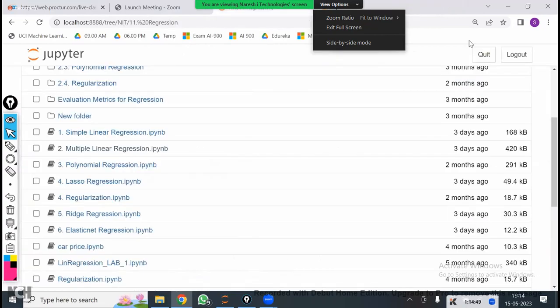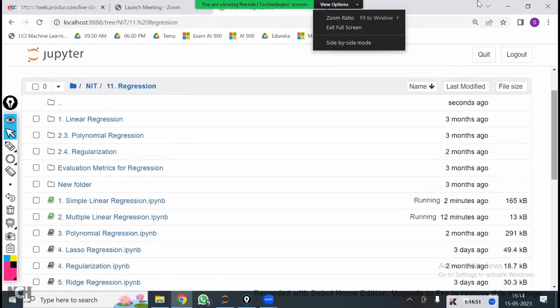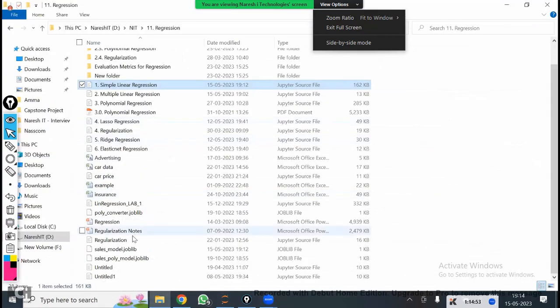Now, after closing this one, what you are going to do is share this joblib file with your client, deployment team, or software engineers, whatever is there. To them, you are going to share only this file. This is the final file which you have to share.